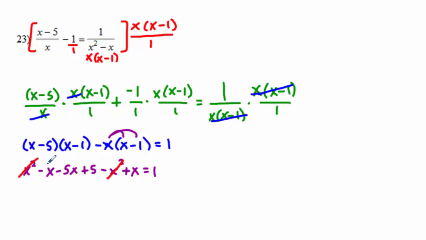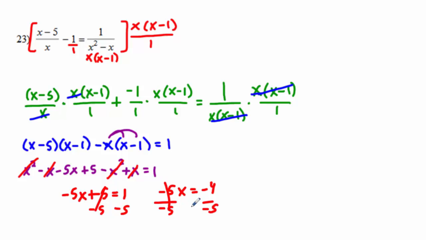X squared minus x squared cancels out. Negative x and plus x cancels out, so I have negative 5x plus 5 equals 1. So I subtract 5 and get negative 5x equals negative 4. Divide by negative 5 and get x equals positive 4/5. That's my answer.